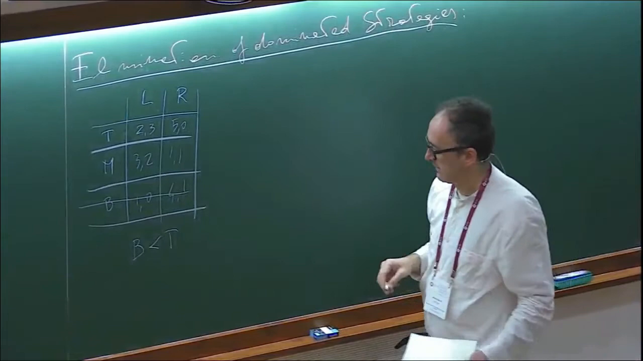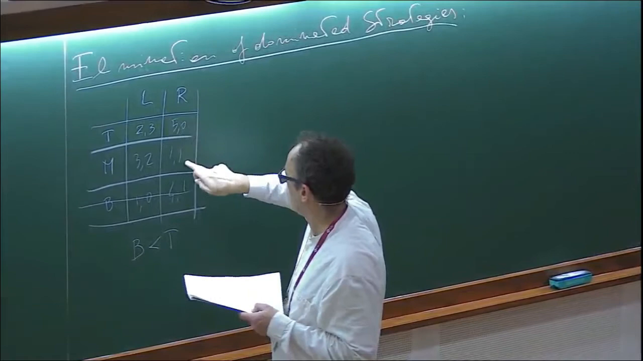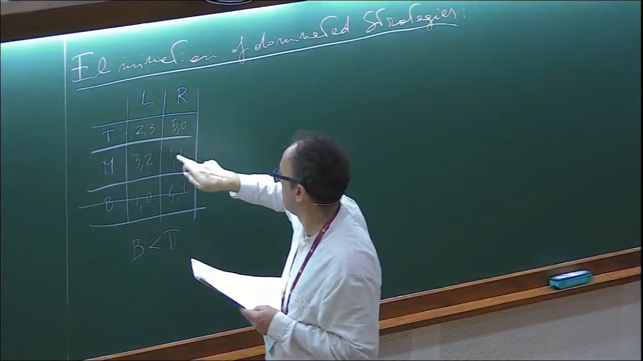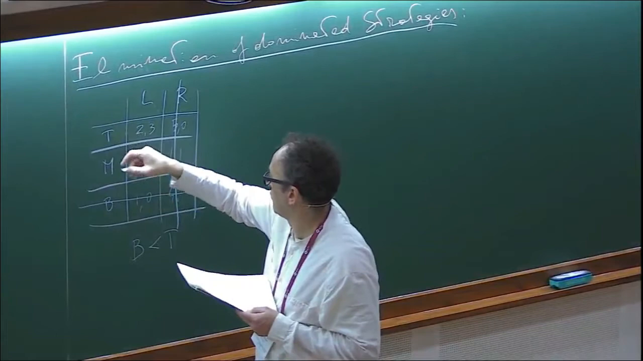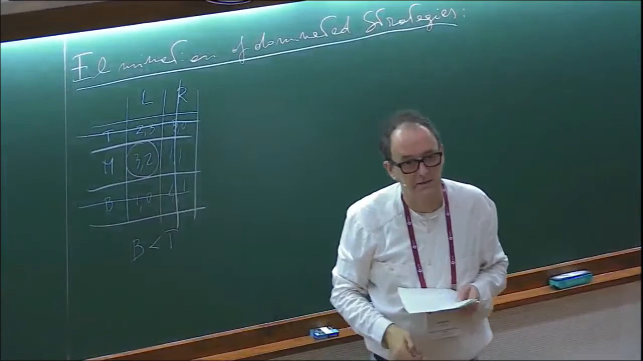Now look at player 2: strategy R always gives a lower payoff than strategy L, because 0 is less than 3 and 1 is less than 2, so you can eliminate this. Now player 1 can either get 3 or 2, so you can eliminate this too, and you can predict that they will play M and L, by eliminating these strategies.